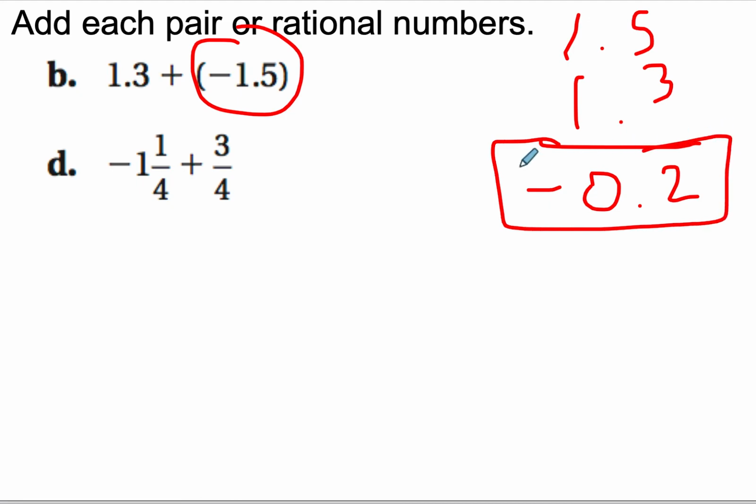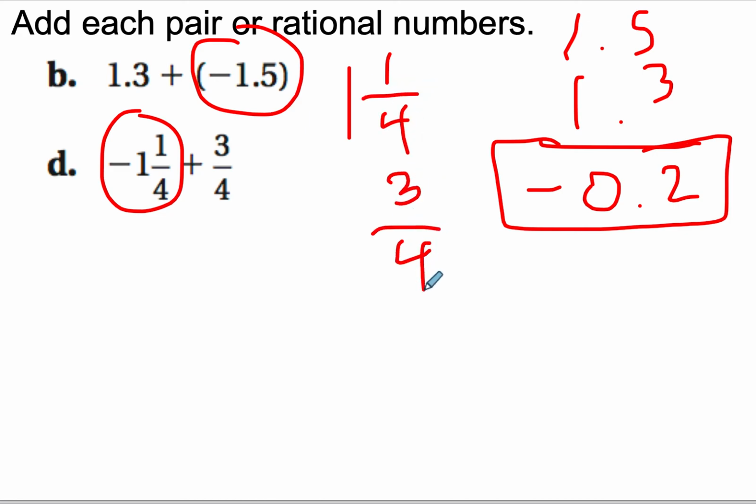Okay, next example. Negative 1 3/4 plus 3/4. Well, since they are different signs, we're going to subtract. The negative wins, so it's going to go on top here. And we're going to take away from that 3/4. All right, 1 3/4 minus 3/4.